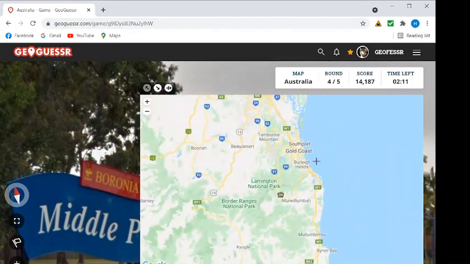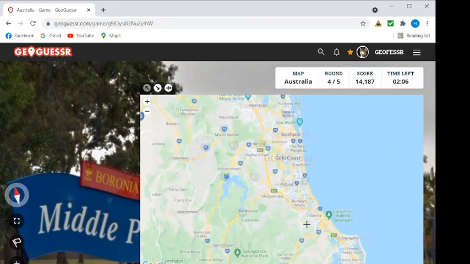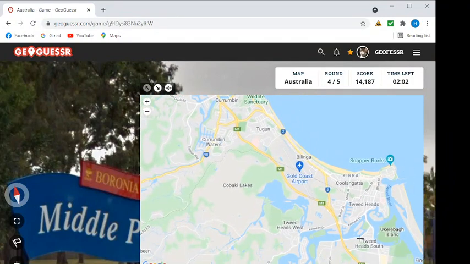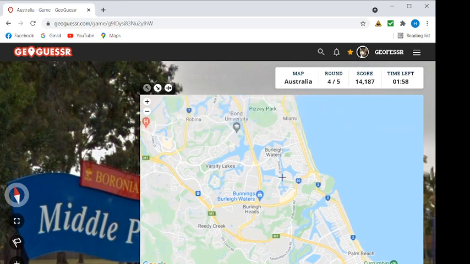Oh, yeah, also the Brisbane area has this outcropping over here called the Gold Coast, which extends slightly into New South Wales. It's not entirely in Queensland.